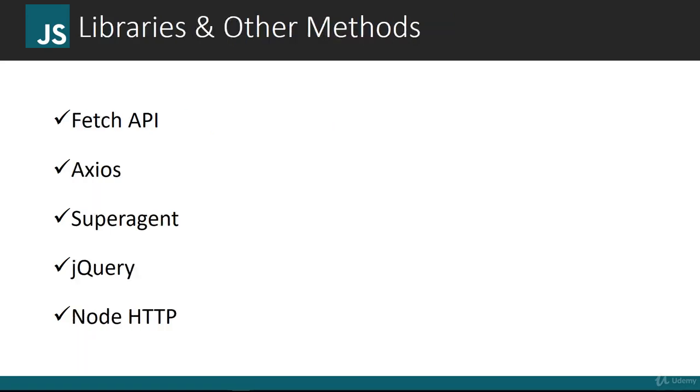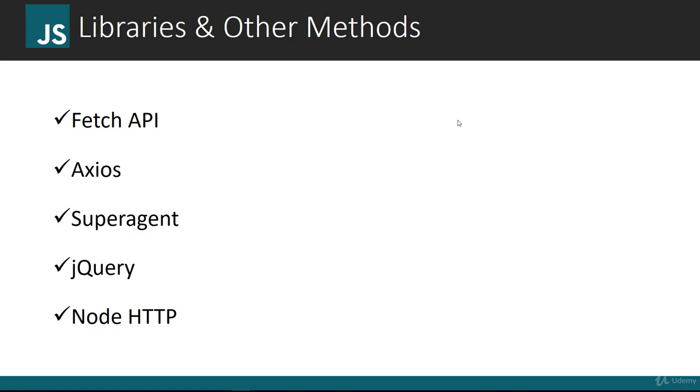Now, there are other libraries and methods to use to make HTTP requests, and the Fetch API is one of them. That's actually part of the browser, part of core JavaScript, so we are going to get into the Fetch API. But then you have external libraries that you can use, like Axios, SuperAgent, of course jQuery, which is a DOM manipulation library, and Node HTTP if you're dealing with Node.js. It's up to you how you want to make your requests. Fetch is what I would suggest because it's part of vanilla JavaScript, and it's a really nice API.